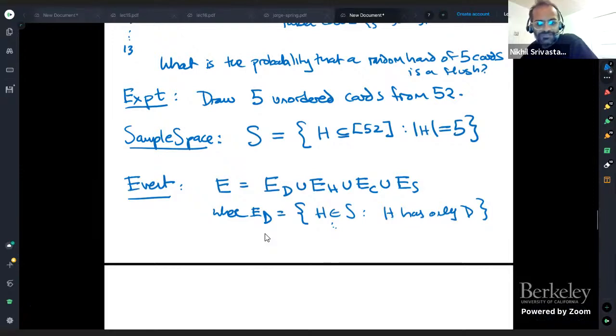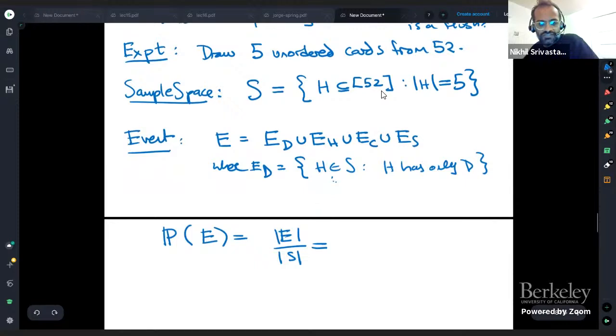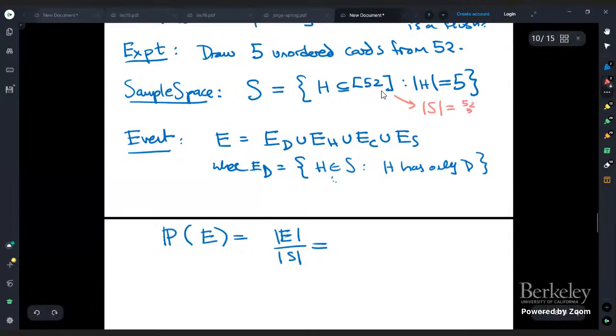Good. So I defined the experiment, the sample space, and the event. And now the probability is the ratio. I'm assuming all these are equally likely. The probability of my event is the ratio of these cardinalities, which I now have to figure out. So what's the cardinality of the sample space? 52 choose 5.